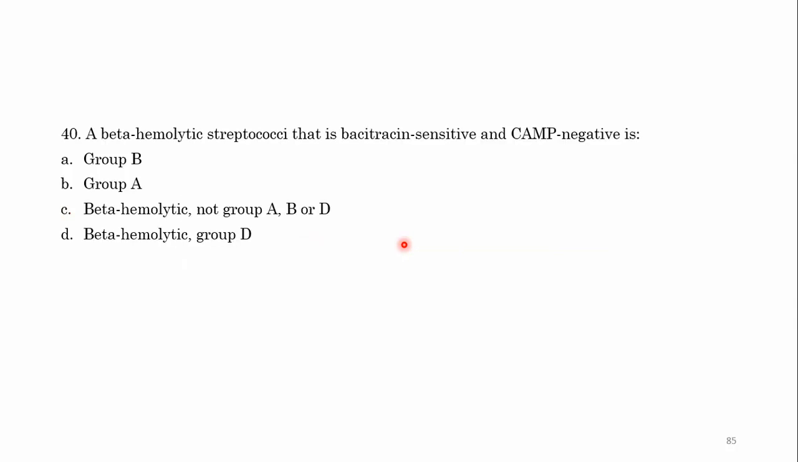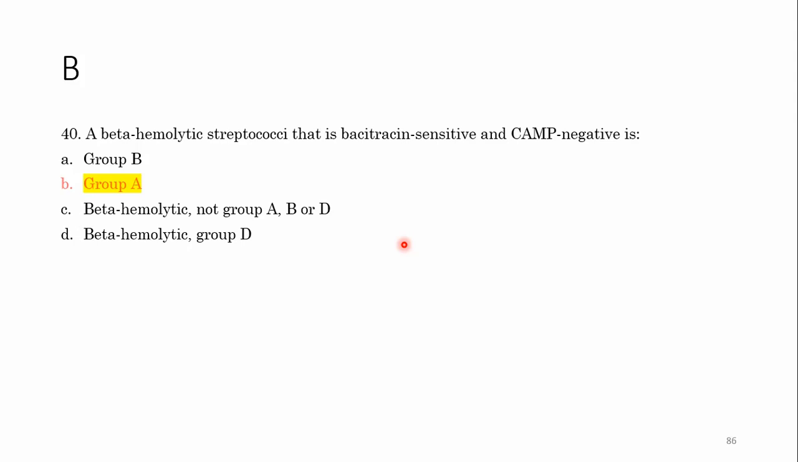40. A beta-hemolytic streptococci that is bacitracin insensitive. However, it is CAMP test negative. Is it A, group B; B, group A; C, beta-hemolytic not group A, B, or D; D, beta-hemolytic group D? The correct answer is letter B, group A streptococcus, that is your Streptococcus pyogenes.